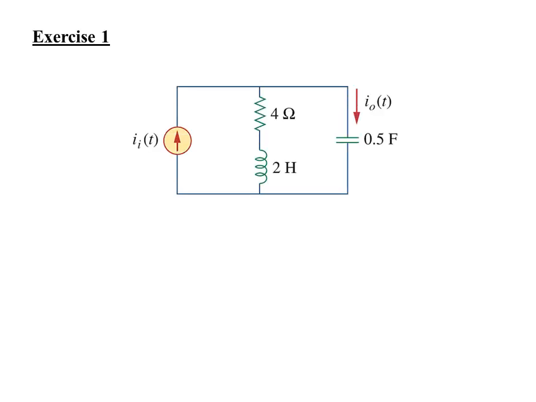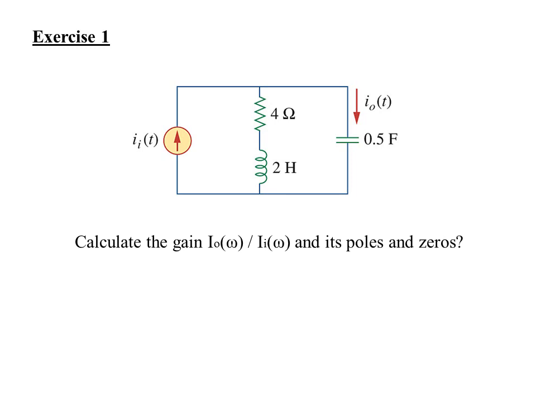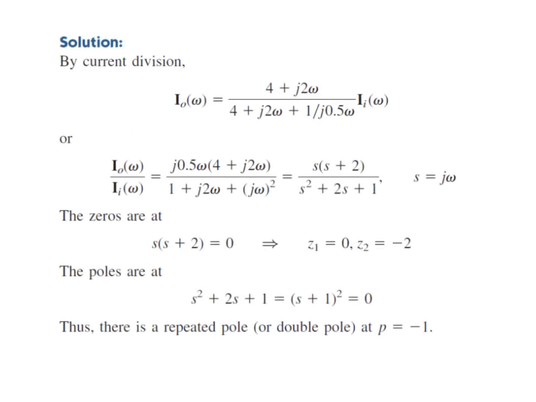So this is an exercise for you guys to do. You have a current source, an RL in series, and that is in parallel with a capacitance, and try to calculate the current gain and its poles and zeros. Now the answer is given here, and you can look at the solution yourself and try to understand the step-by-step way of solving it.